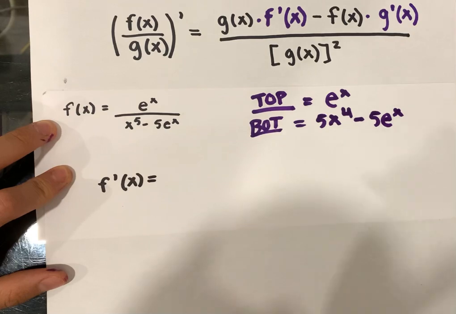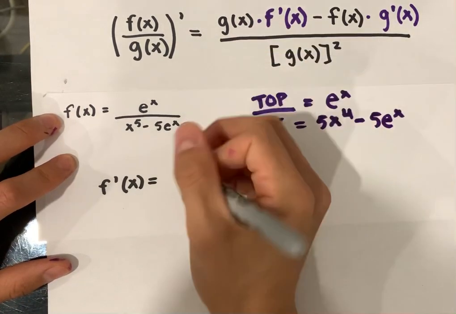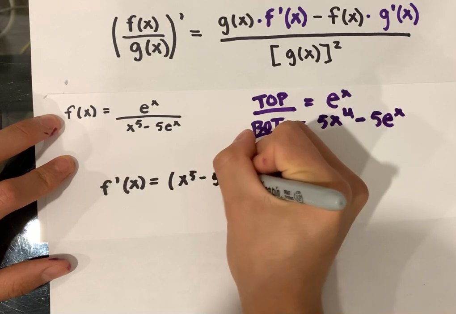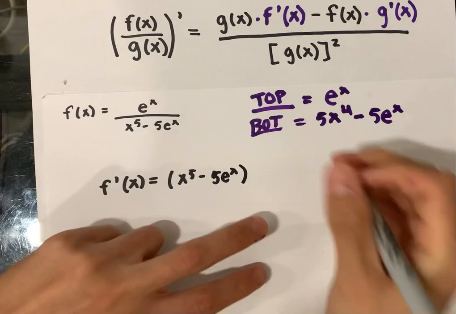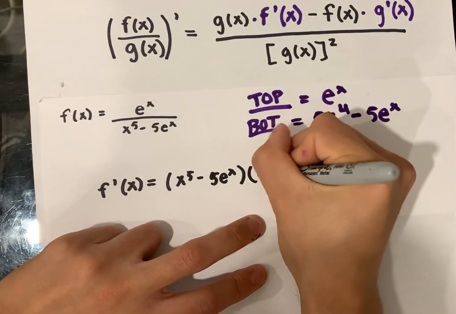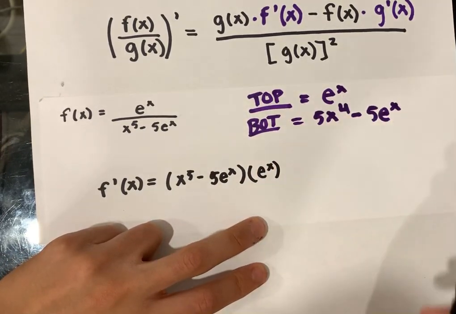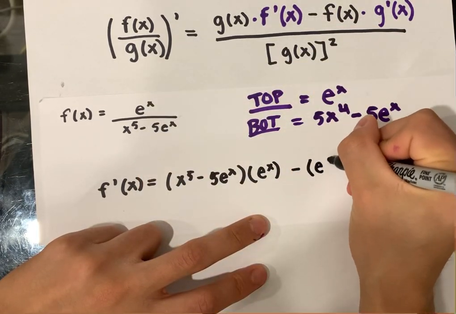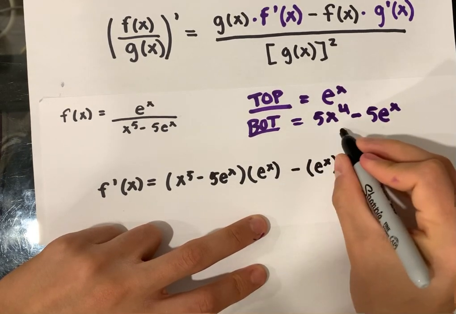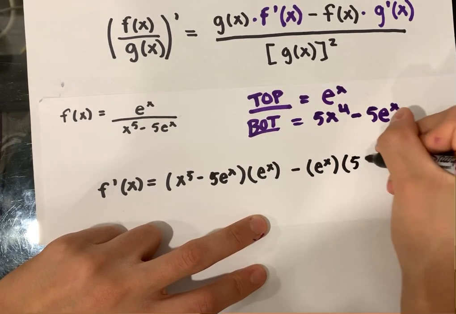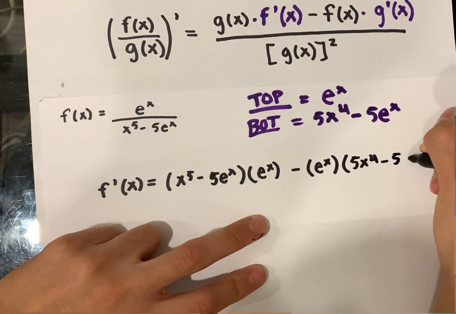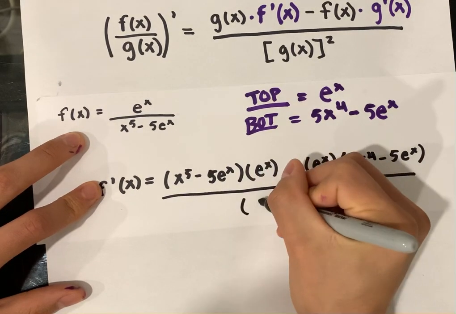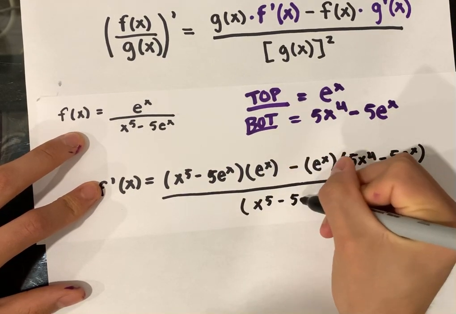F prime at x is going to equal the original bottom function, x to the power of 5 minus 5 e to the power of x. Multiply that by the top derivative, which is right here, e to the x. And then we're going to subtract that by the original top function, e to the x, multiplied by the derivative of the bottom function, 5x to the power of 4 minus 5e to the x. We're going to divide that by the whole denominator squared.